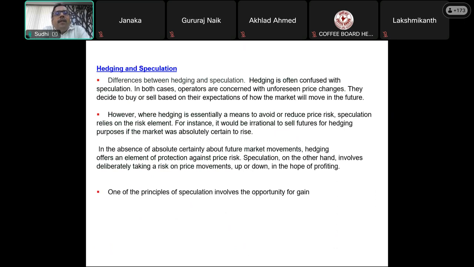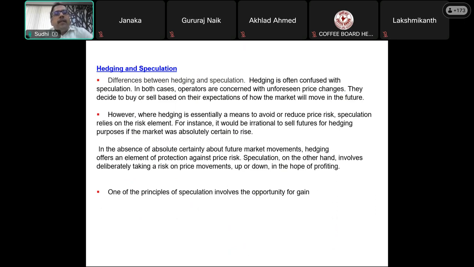Hedging is often confused with speculation. These are two different words. Hedging is different, speculation is different. The exporters concerned with unforeseen price changes decide to buy or sell based on their experience and how the market will move in the future. So when somebody asks a price in September or October of the previous year, the exporters visualize, okay, this is the price level at which the planters are going to sell, and keeping that in view, they are going to sell. However, hedging essentially means to avoid or reduce the price risk.